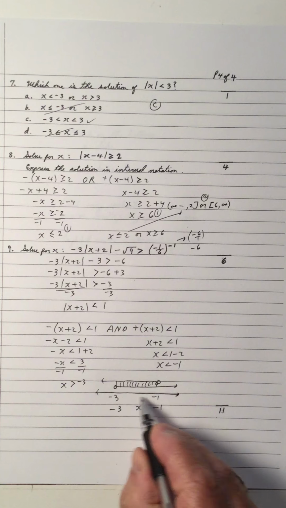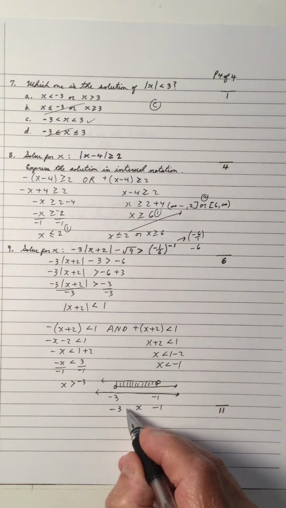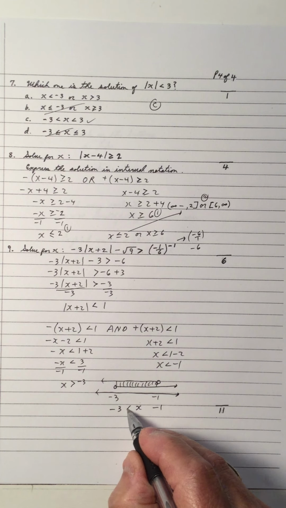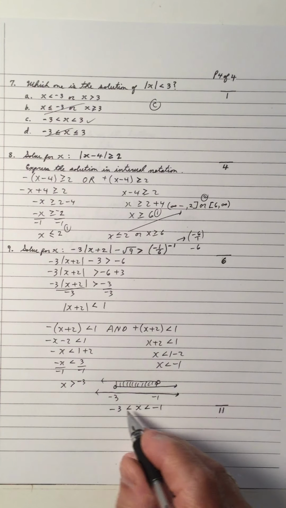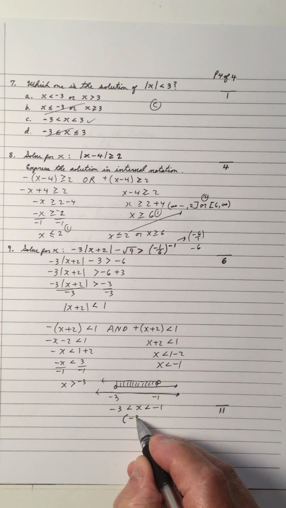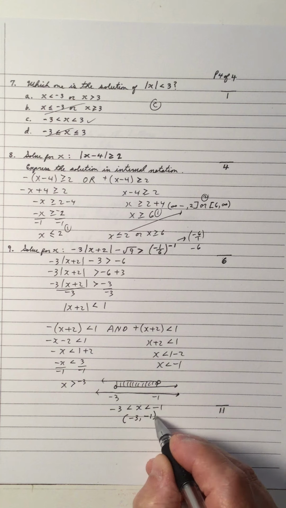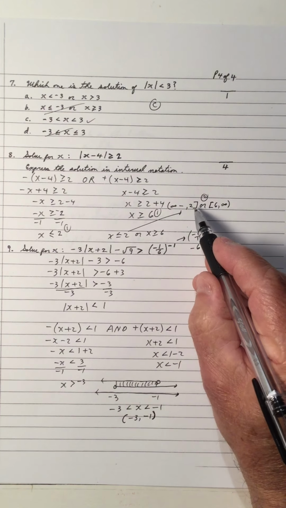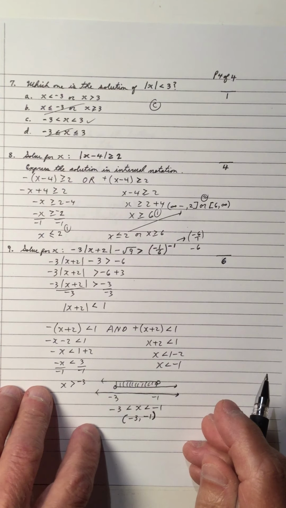X is in between. And notice this is a less than. So negative 3 is less than x is less than negative 1. No equal sign. And if you want the interval, there's an open bracket, negative 3, comma, negative 1, open bracket. Open means that it's not equal to. When you have a square bracket, it's equal to. When you have an open bracket like this, it's not equal to.